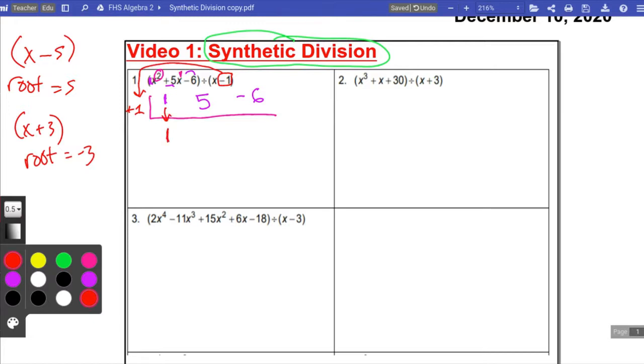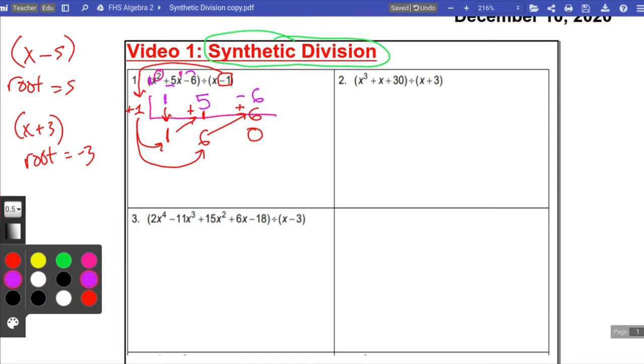Boom, here it is. Now, you take this, 1 times 1 gives you 1. The answer goes right there, 1. Add them up. 5 plus 1, you get 6. Then you go again. 1 times 6, you get 6. Add them up. 0.